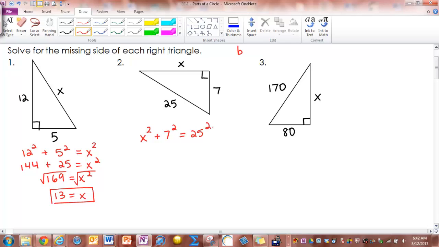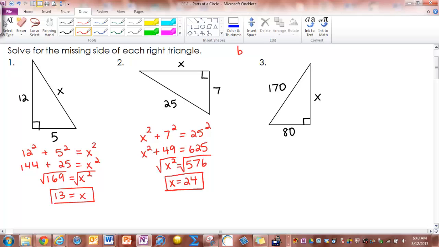Now I start here by simplifying the 7 squared and the 25 squared. So 7 squared is 49 and 25 squared is 625. Now I solve this problem by subtracting 49 from both sides, giving me x squared equals 576, and then taking the square root of both sides, I get x equals 24.